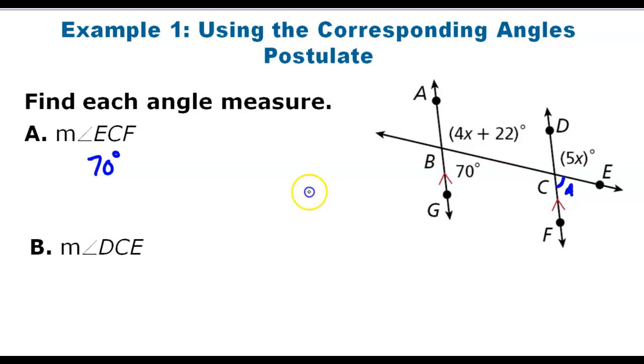Now it says to find DCE. DCE would be this angle right here in red. Well, what do we know about the angle in blue and the angle in red? They are going to make a straight line, which is called a linear pair. And we know linear pairs add up to 180. So that means that this would have to be 110 because this angle of 70 degrees and this angle of 110 degrees would add up to be 180 degrees. And so that's where we get the 110 degrees.